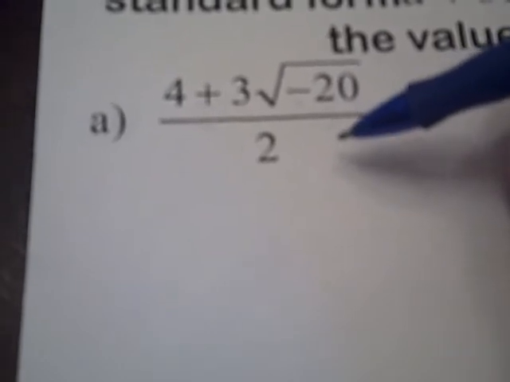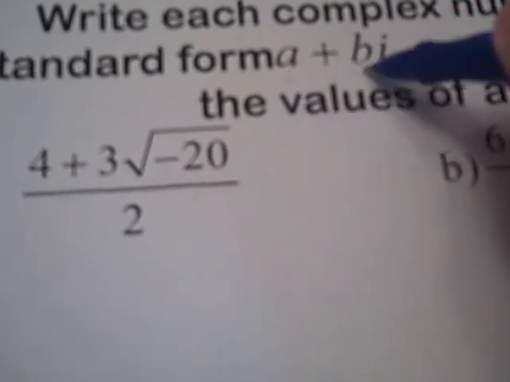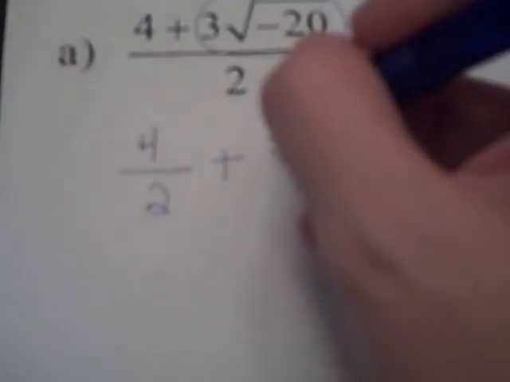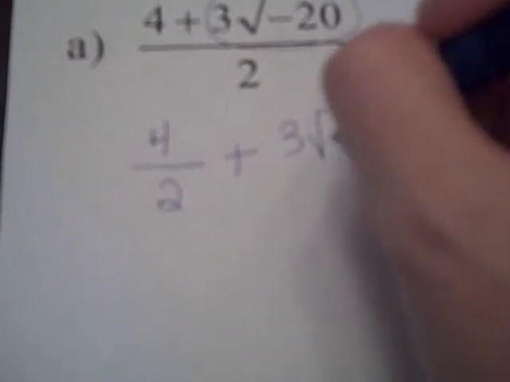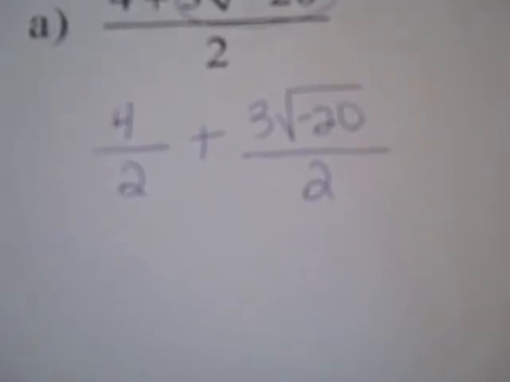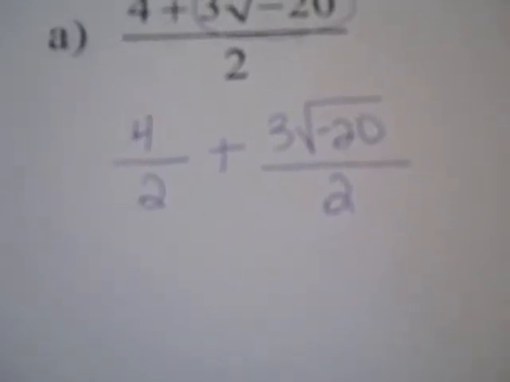Then what that step was saying is, if you want it to be a real part and an imaginary part, you're going to take this huge fraction and split it up. You're going to put the 4 over the denominator, and then you're going to put the plus, and then you're going to take that whole second part of that numerator, so 3 square root of negative 20, and put it over the denominator. And then you're going to simplify each separately.